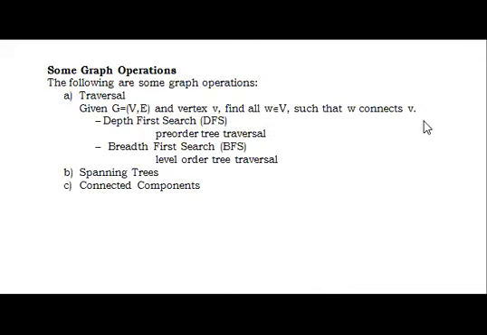Some graph operations can be performed by using graph. First one, traversal. Based on traversal, we have to perform depth first search. It's based on pre-order tree traversal. And another one is breadth first search, the level order tree traversal. And then another operations are spanning tree and connected components. These are the three operations that can be performed.